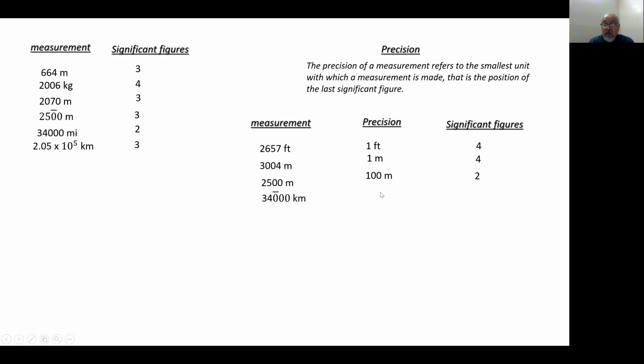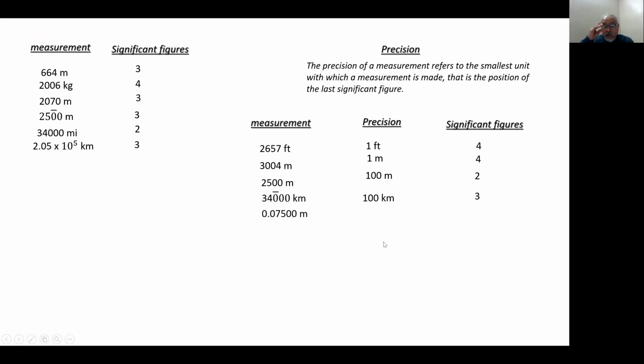All right. Now let's do precision for this one. Again, this is significant, so it's going to be in the order of the hundreds, right? It's going to be 100 kilometers. And what is the precision? Significant figures 3. This precision is 100 kilometers, and this has 3 significant figures.